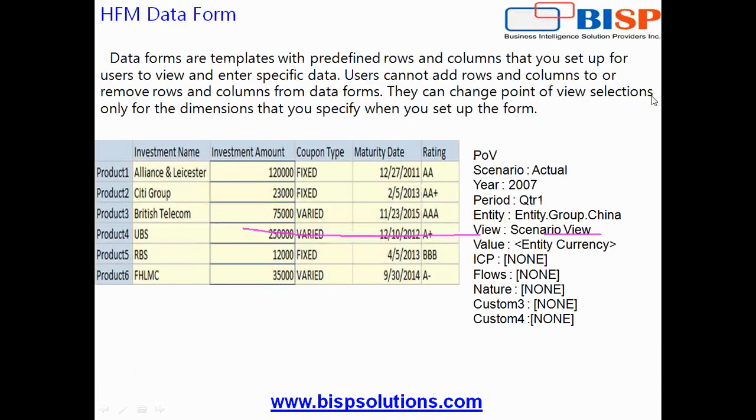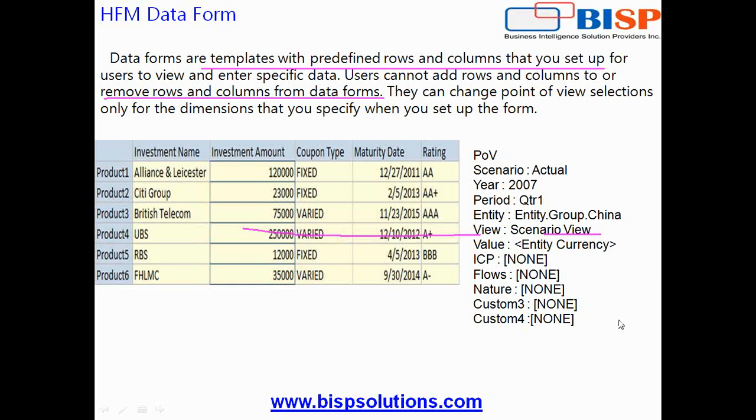So data form, as we discussed a couple of times, data forms are templates with predefined rows and columns, designed for the user to input any data value, right? User cannot add or remove rows and columns from a data form. So a data form is used as a template where people can input values.